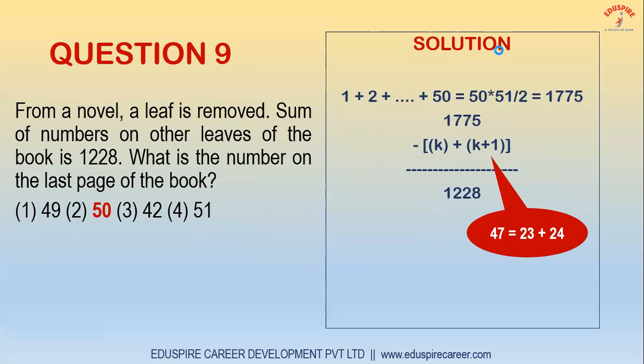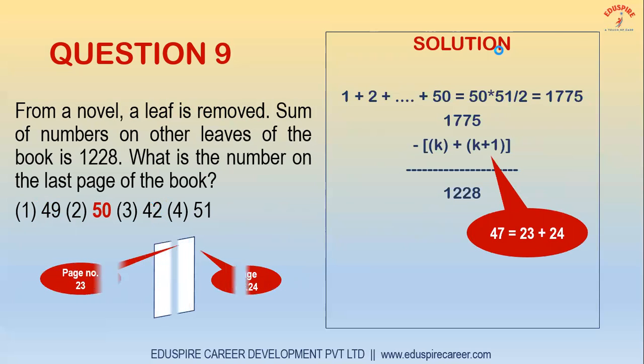So of course, what I'm removing in terms of a number will be 47, which can be expressed as a sum of two consecutive numbers, that is 23 and 24. So I can see that the page numbers of that leaf on both the sides were page number 23 and page number 24 respectively. Hence, this gives me a feasible case, right?